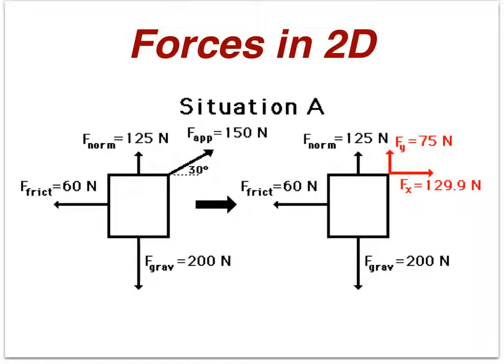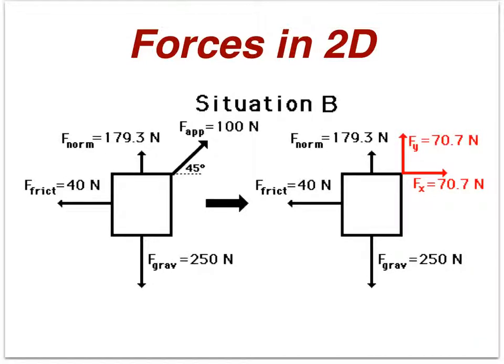This is the same example, but same idea. 200 newtons of weight, 150 newton applied force at 30 degrees, 125 newtons of normal force, and 60 newtons of friction. If you break that 150 newton applied force up into its components, using sine and cosine, just like the velocity components from Unit 2, you'll end up with 75 newtons of y component, just under 130 newtons of x component, and things will either balance or not. And if they don't balance, then you have an acceleration in a certain direction. Take a moment to pause the video and to look at situation B here and think of all of the things that are coming into play.